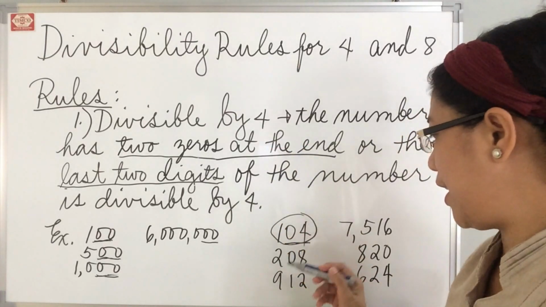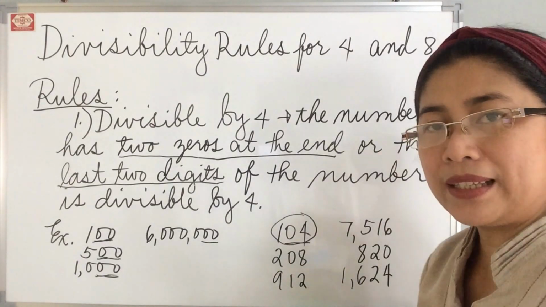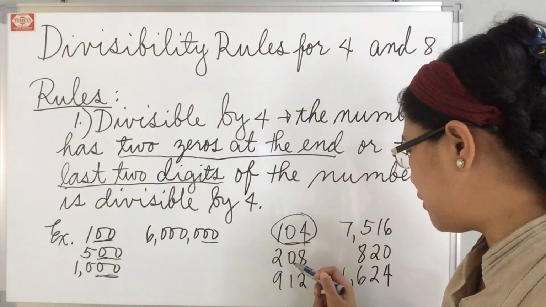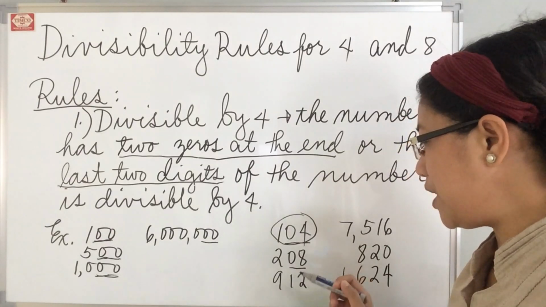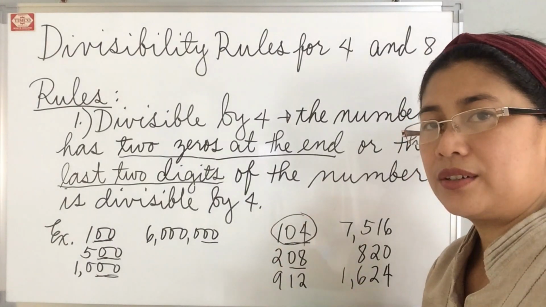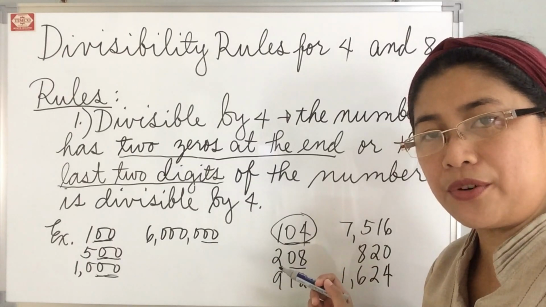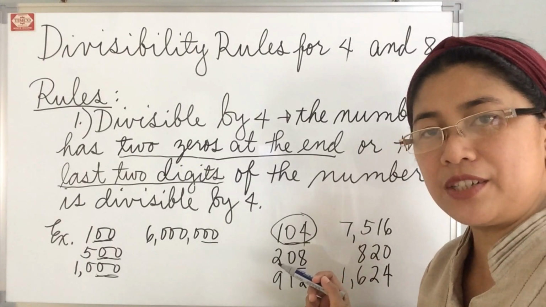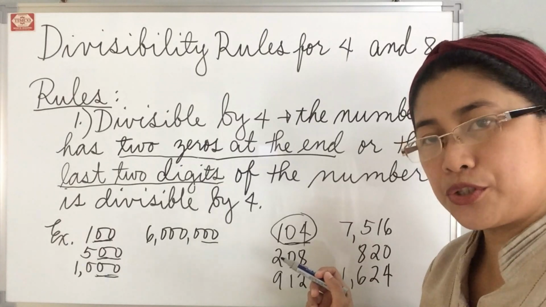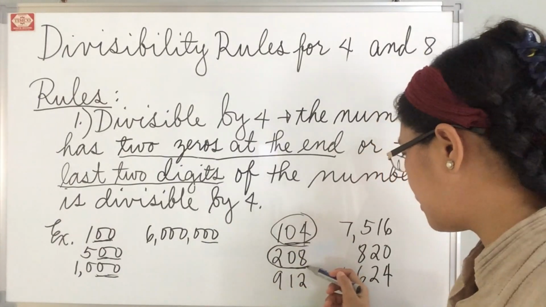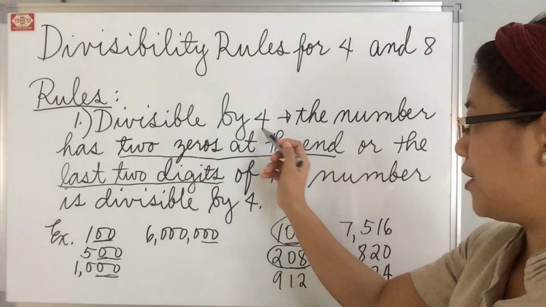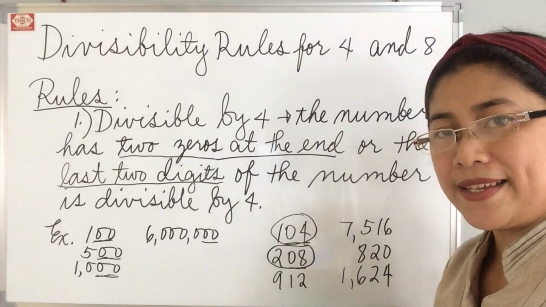Another number, we have 208. Look at the last 2 digits. We have 0 and 8. Can we divide 8 by 4? Or is 8 divisible by 4? Yes, because 8 divided by 4 is equal to 2. So therefore, this 208 is divisible by 4. Okay?